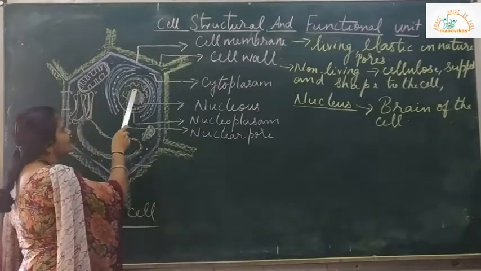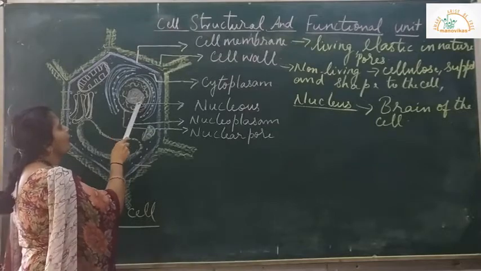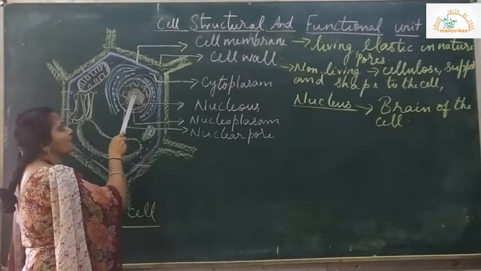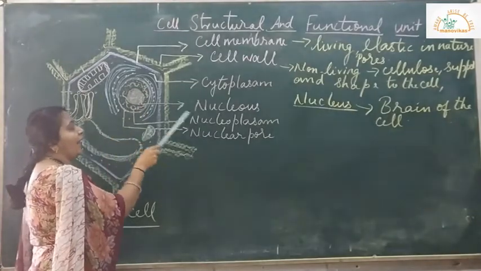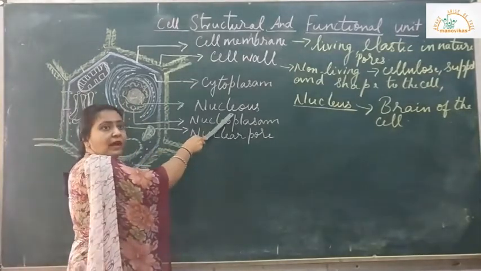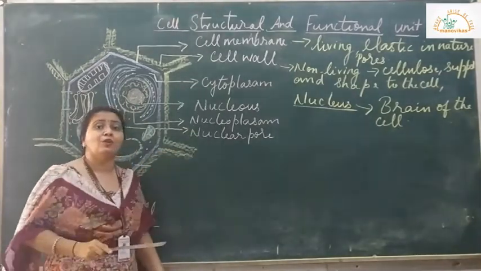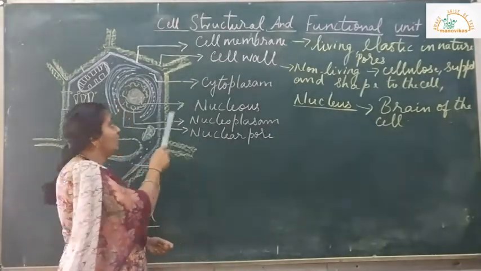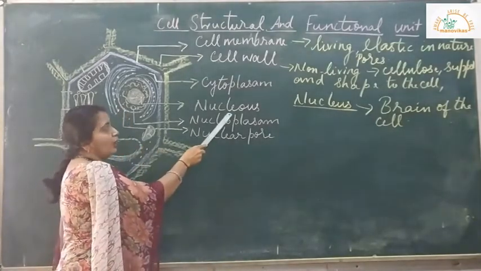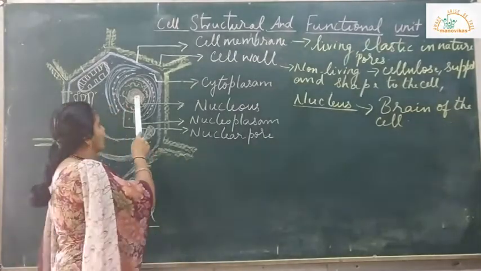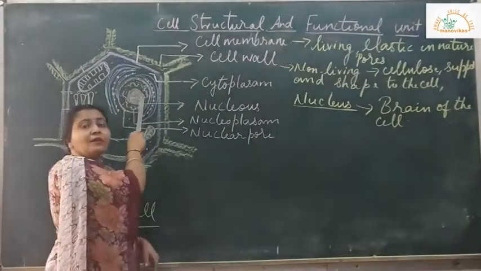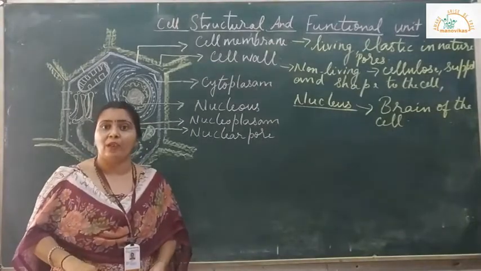Now here you can see one or more spherical structures present inside the nucleus. They are known as nucleolus, or nucleoli. If it is single, we call it nucleolus, and if there are one or more spherical structures inside the nucleus, then you call them nucleoli.